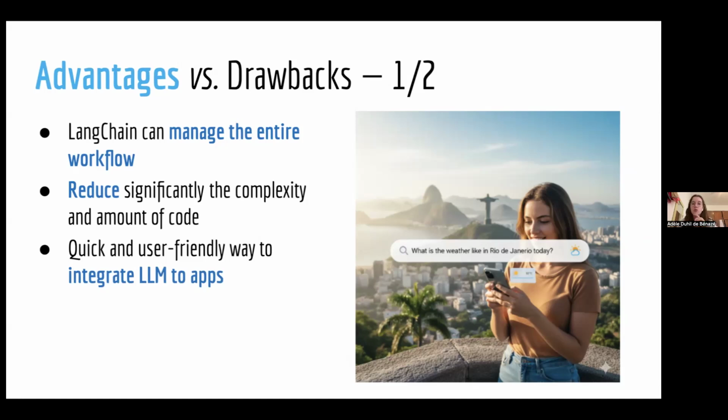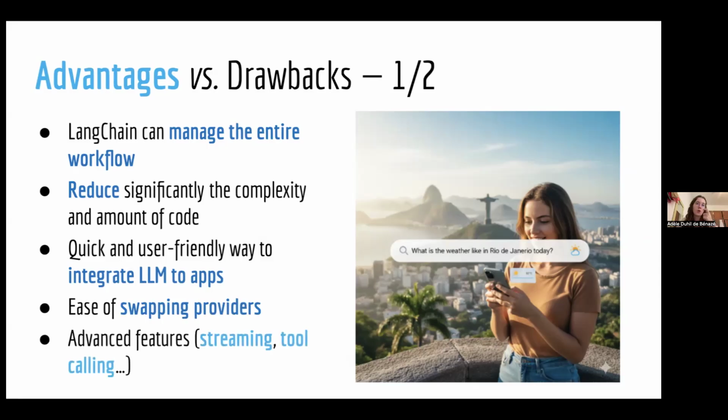And we can also use OpenAI models, for instance, at the beginning of our project and say, oh, I want to switch to Mistral AI or an Anthropic model. And Langchain allows us to easily swap between the providers. So it's really easy. And there are also advanced features that are available thanks to Langchain, such as calling multiple APIs. So it's really possible to do this with Langchain.